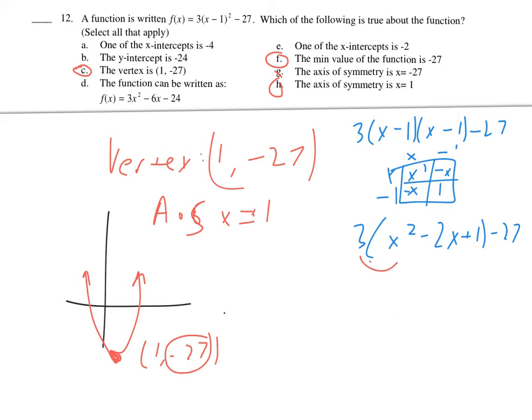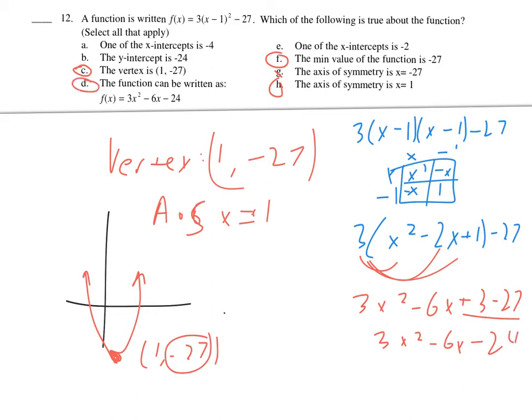I'm going to go ahead and distribute the 3 in there. So I get 3x squared minus 6x plus 3 minus 27. And if I combine those like terms, I get 3x squared minus 6x minus 24. So D is correct there. And so now I just need to find x and y intercepts. Now on this standard form, you can actually just see that the last number there is always the y-intercept. That's not the case on vertex form. So I know the y-intercept is negative 24.